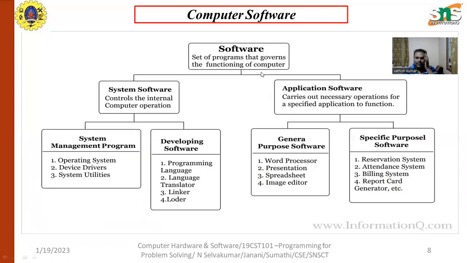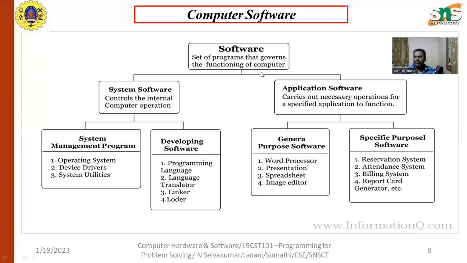So software is a set of programs that governs the functions of computers. They are classified into system software and application software. System software controls the internal operations, and application software carries out the necessary operations for specified applications. System software can be classified into system management programs and developing software. System management programs run the operating systems, device drivers, and system utilities. Developing software is programming language translators, linker, and loader.